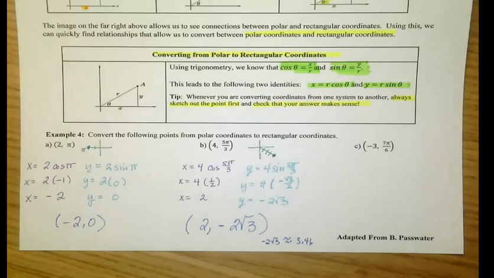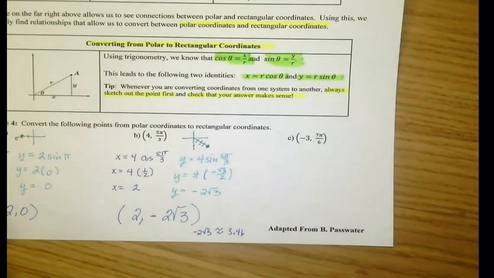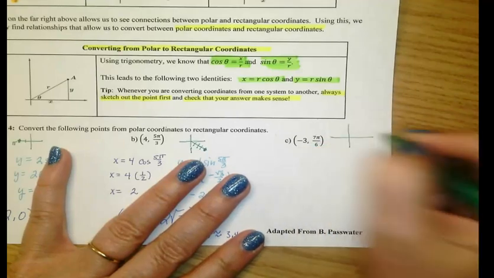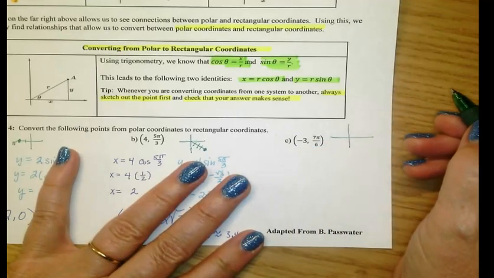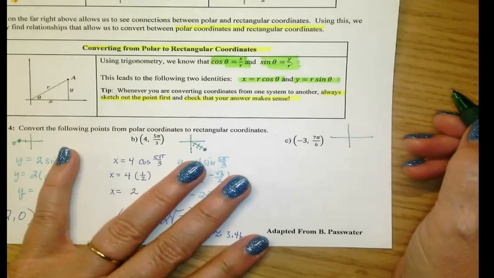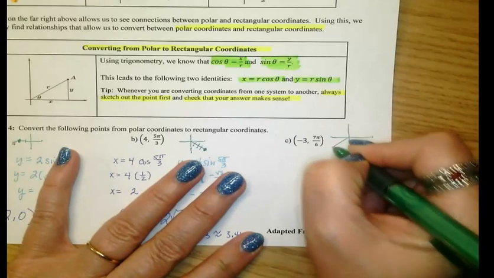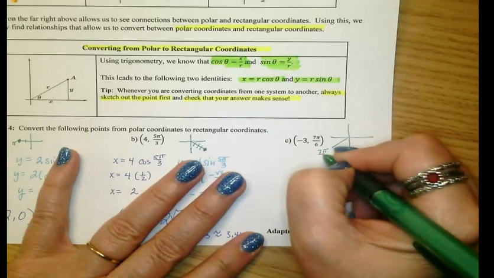All right, so let's look at letter C. We're going to graph this first. When we graph, we're going to need to find out where 7 pi over 6 is. So where would we find 7 pi over 6? We would find it down here, 7 pi over 6.